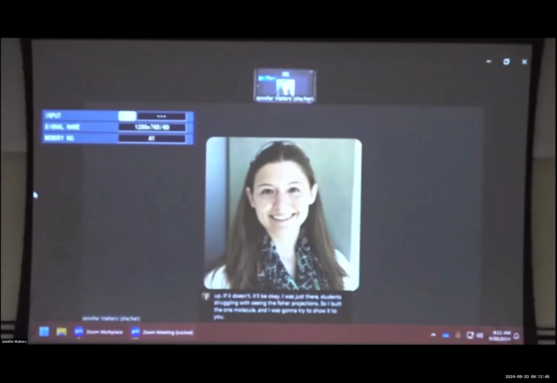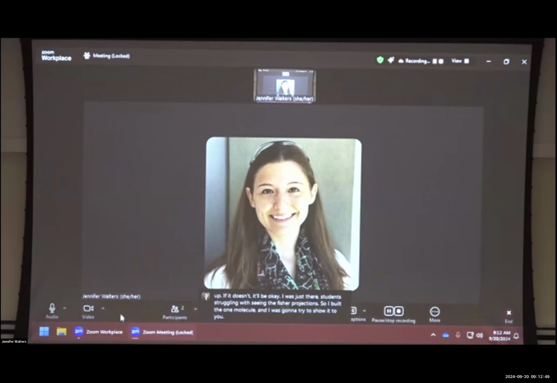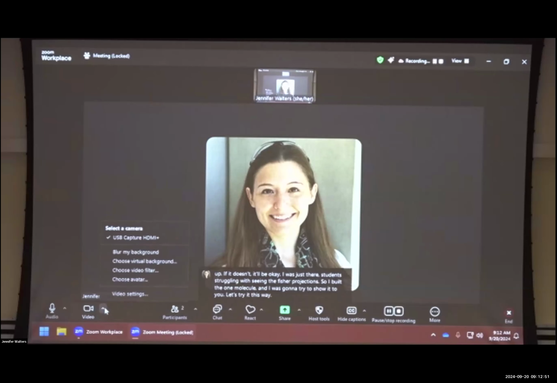Hopefully this will pick up. If it doesn't, it'll be okay. There were some students that were still struggling with seeing the Fisher projections. So I built the one molecule and I was gonna try to show it to you. Let's try it this way. This usually gets messed up on the recording, so hopefully this makes sense to you while I'm doing it.